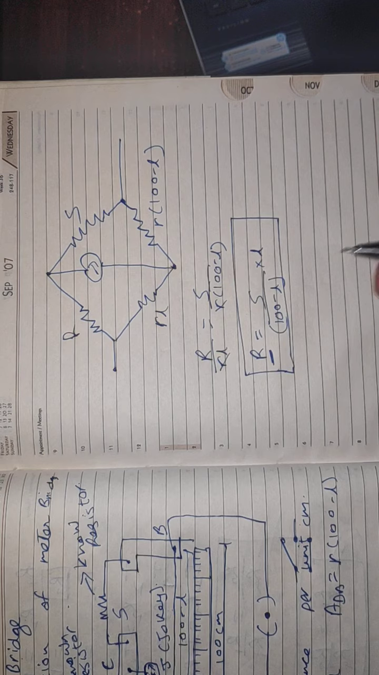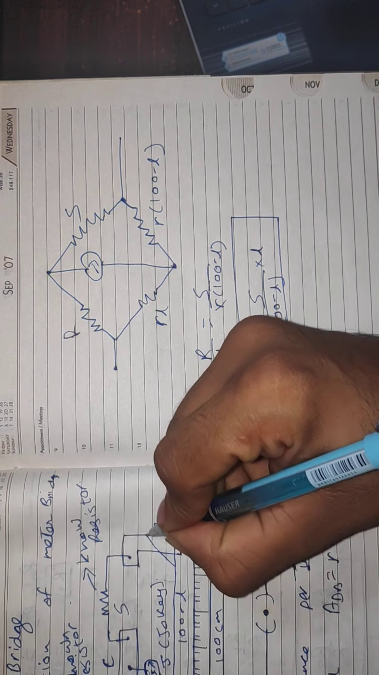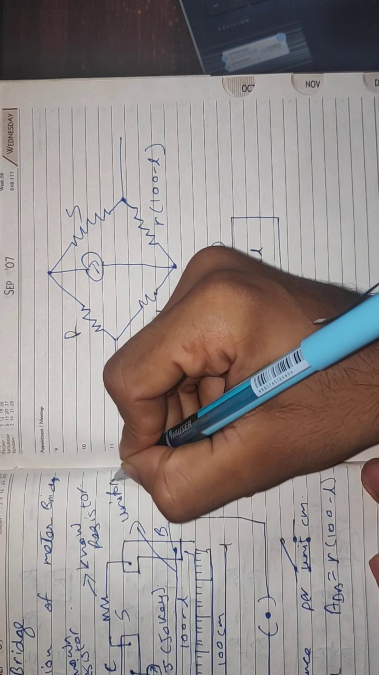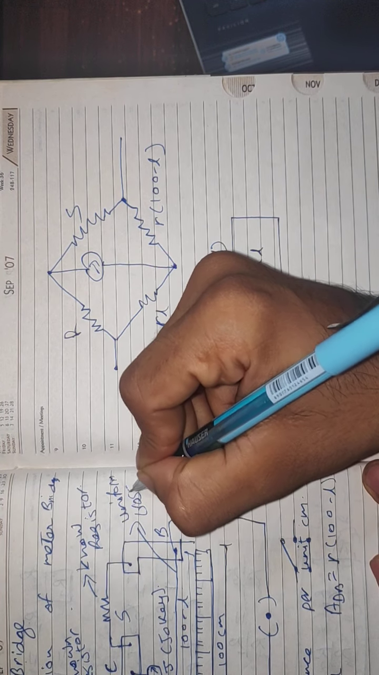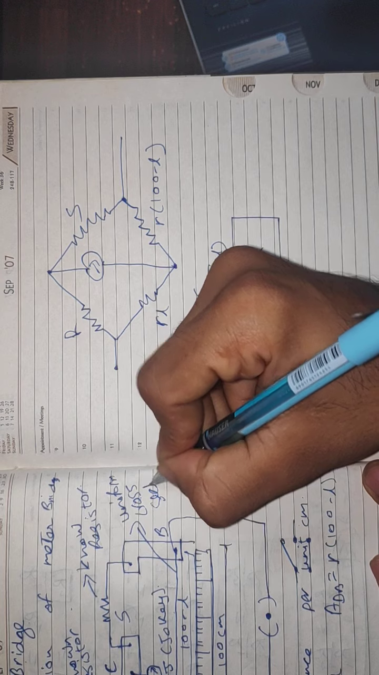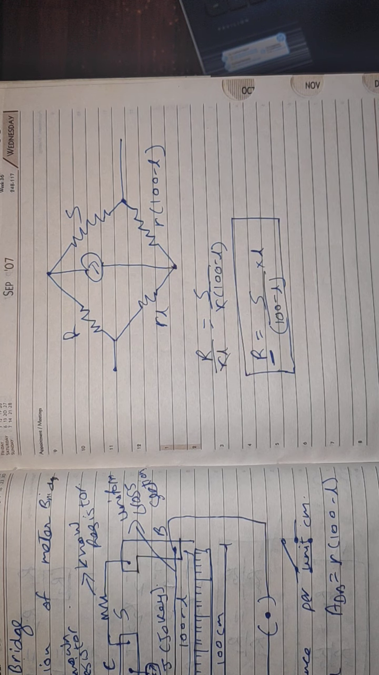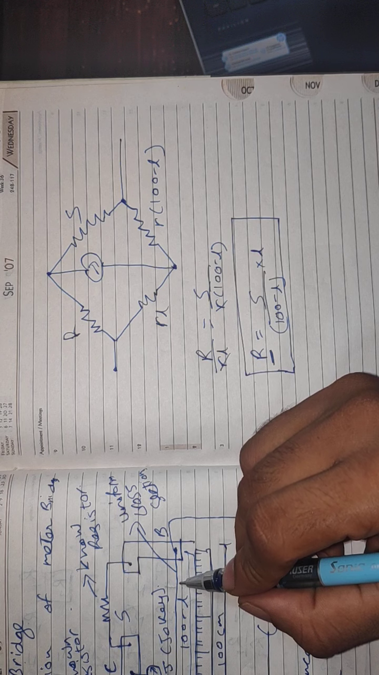Okay, and one important thing, the cross section of this wire needs to be uniform. Uniform cross section. Why uniform cross section? Because if the cross section is not uniform, the resistance in the system will keep on changing. And which type of wire will you use over here?